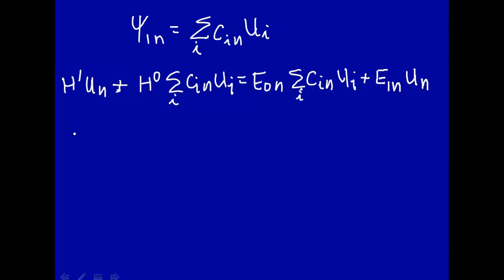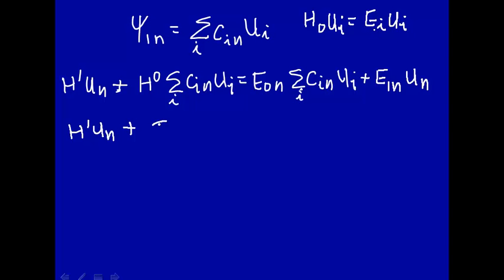Actually, let's do a little simplification. So this is h prime un, nothing we can do there, but look, h0, we can put that inside the sum. C is a constant, so that can be pulled out. So we have h0 operating on ui. Well, that's just the energy of that eigenstate i times ui, because these are eigenfunctions of h0, and these are the eigenvalues. So this would be E0i.